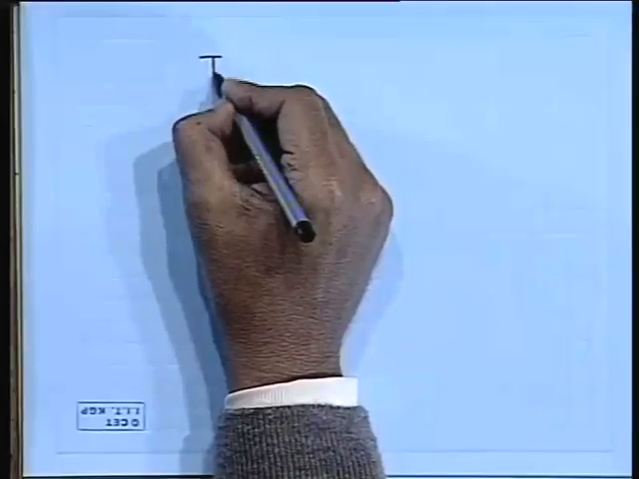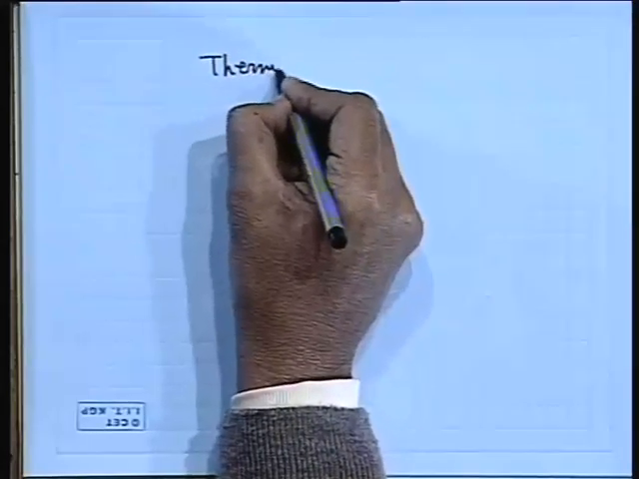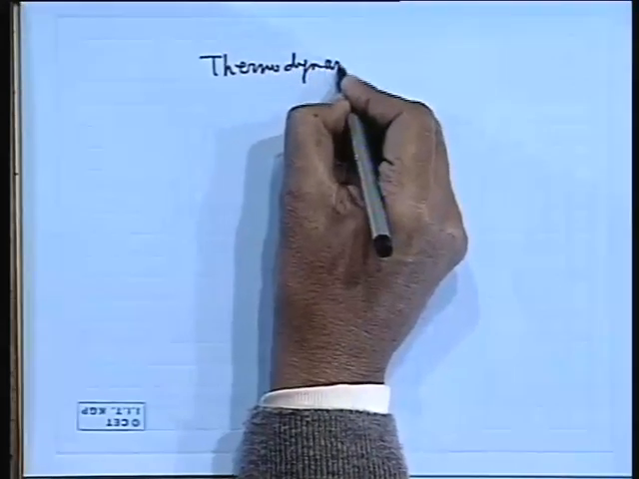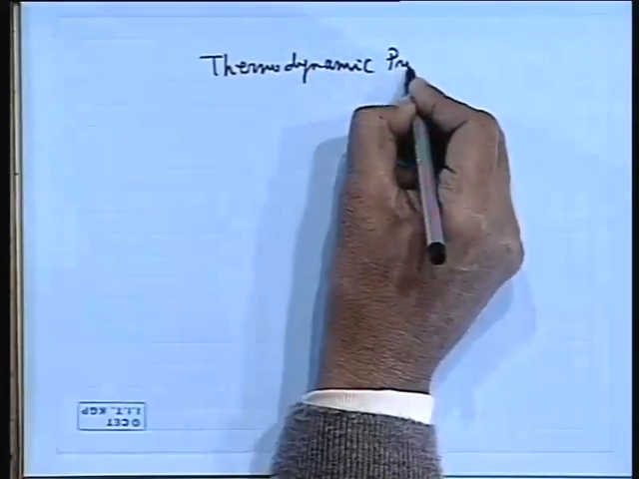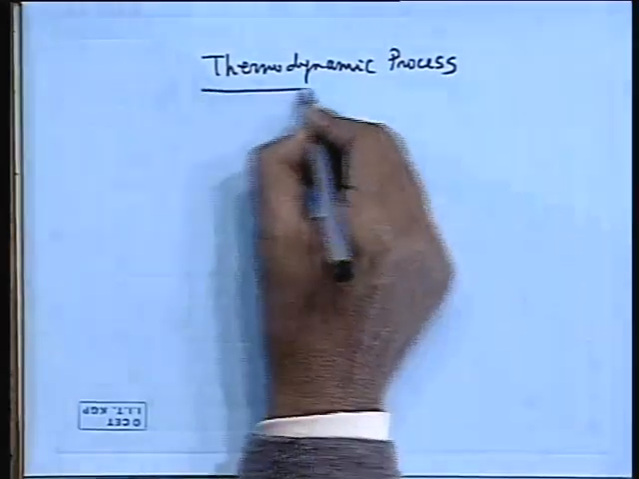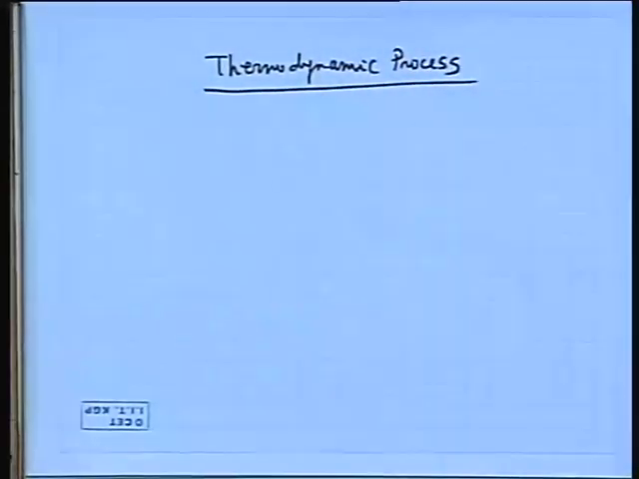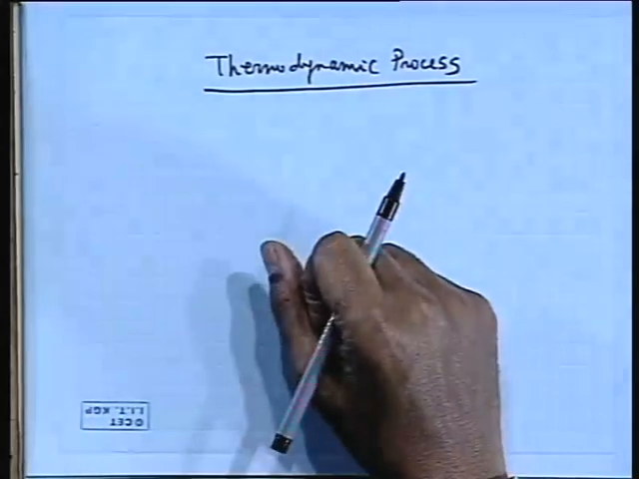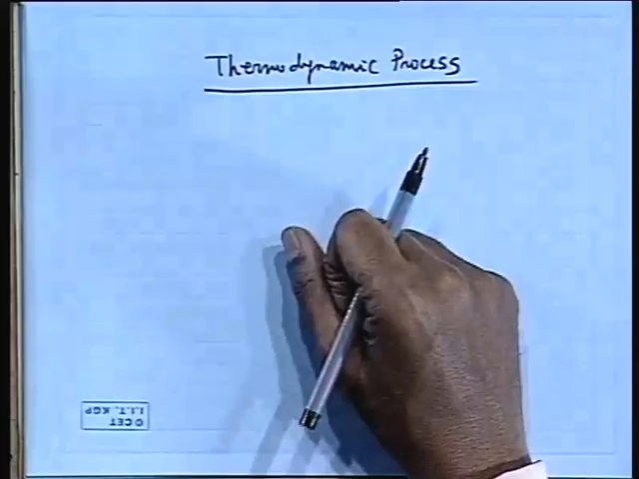Now after this I go to the concept of thermodynamic process, which is very important. Now, thermodynamic process. See, what is a process? Very simple: first of all, define a system at an equilibrium state. When a system interacts with the surroundings, a process takes place.